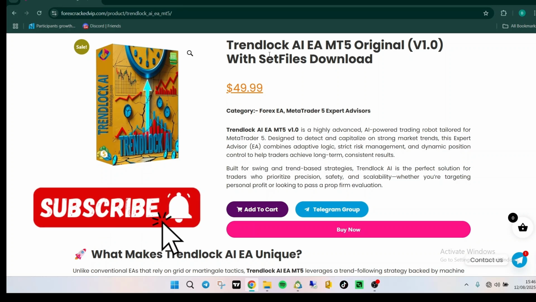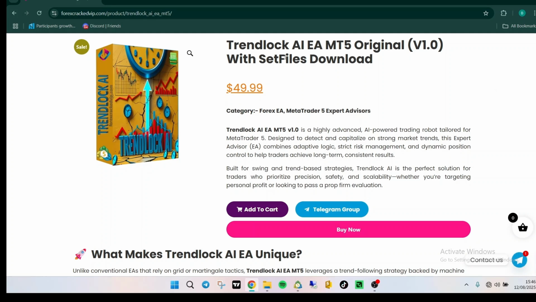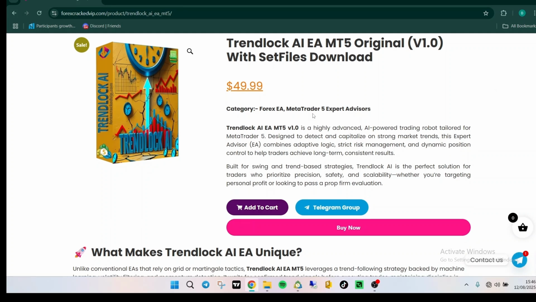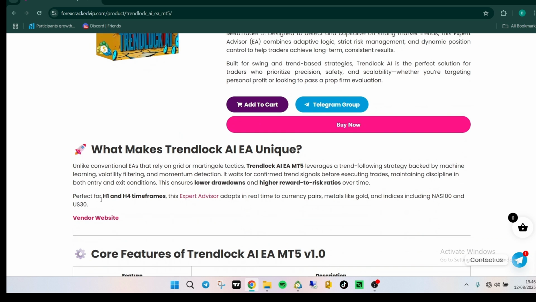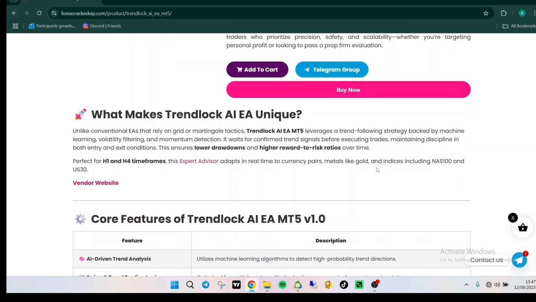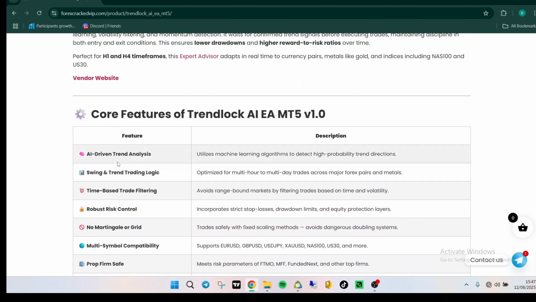In today's video I'm going to be testing out this artificial intelligence trading robot. As you guys can see, the name of the robot is TrendLock AI EA, and it has the ability to work on the 1 hour and the 4 hour time frames, and on currency pairs, metals like gold, and indices including NAS 100 and the US 30, right? It also has some cool features like this AI driven trend analysis coded into it.